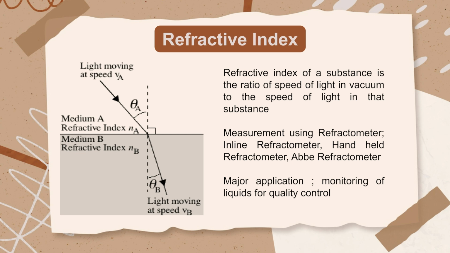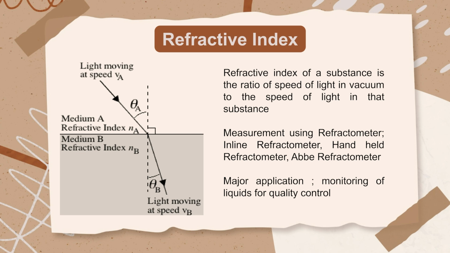Like theta A will be higher, theta B will be lower, because the medium is denser. So the refractive index of a substance is basically the ratio of the speed of light in vacuum to the speed of light in the substance that we are checking. So how much is the speed of light in air or vacuum, and how much is the speed of light in the material which we are testing? That ratio is the refractive index.